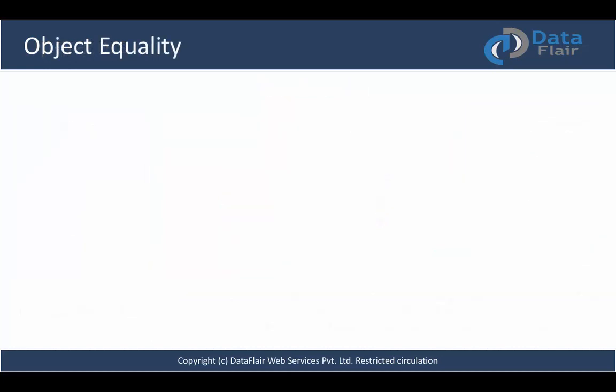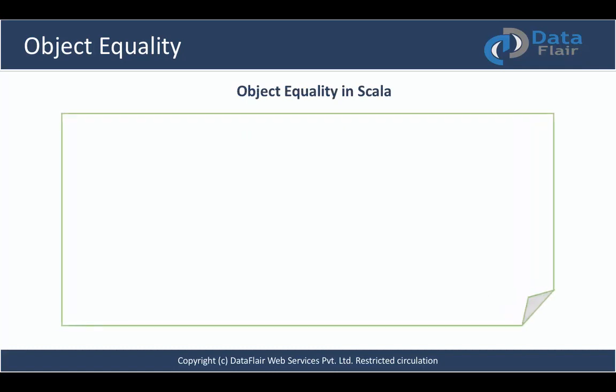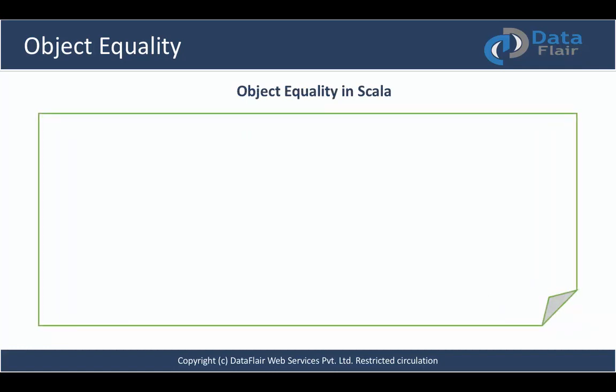Next is object equality. If you know about how we equate objects or primitive types in Java, it's almost the same but a bit different. In Scala, if you want to equate two objects, you will use this double equal or not equal, but it will only compare the values of those objects.